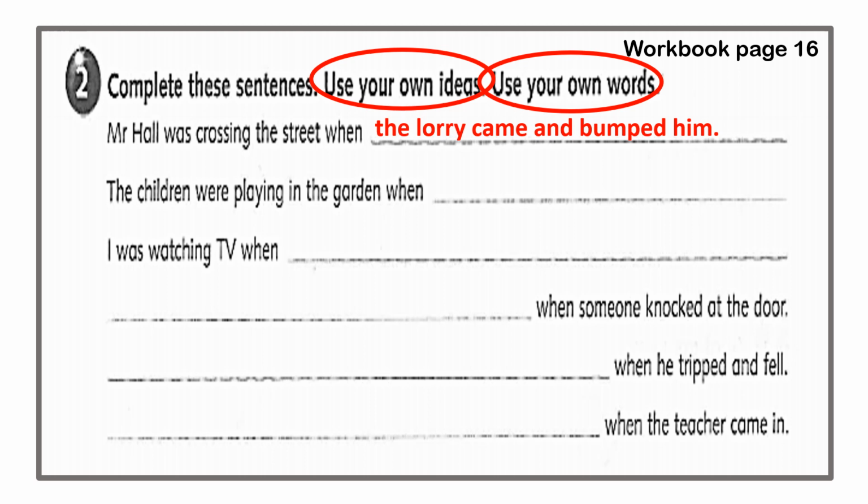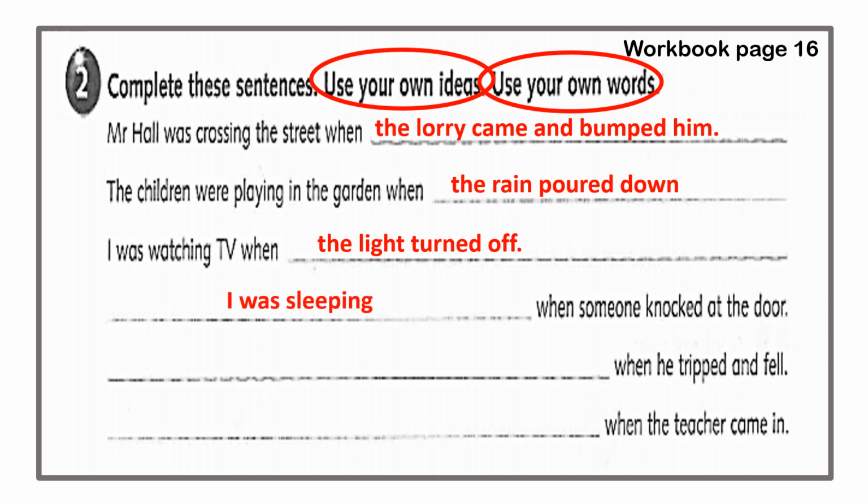Next, the children were playing in the garden when the rain poured down. Were playing, past continuous. Poured, simple past. Next, I was watching TV when the light turned off. Was watching, past continuous. Turned, past simple. Next one. I was sleeping when someone knocked at the door. Was sleeping, past continuous. Knocked, past simple.